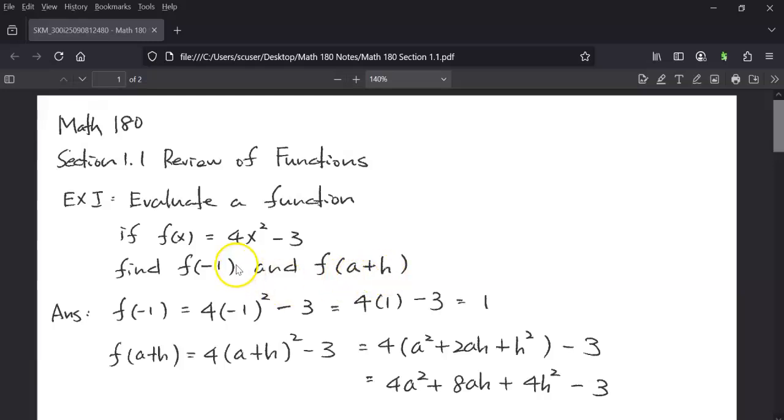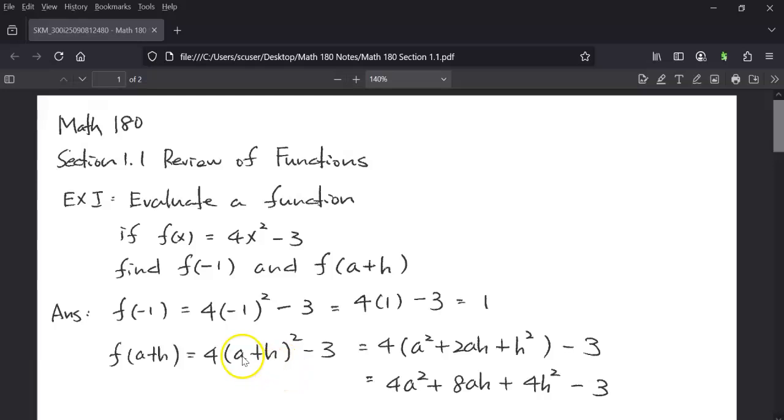Now, basically, when we want to evaluate a function, you're just plugging in, right? So where the x is going to be substituted with negative 1. We're going to take the same function, but where x is, we're going to plug in negative 1, and we're going to get a 1 for the first question. The second one, we're going to do the same thing, but instead of an actual numerical value, we're going to do a plus h. So it's 4 parentheses, x squared now replaced by a plus h squared, minus 3.